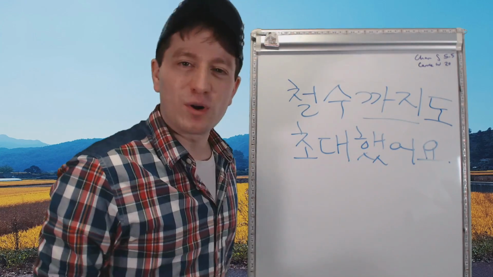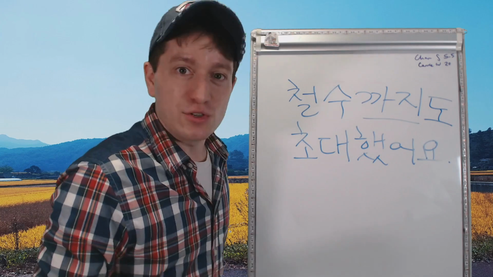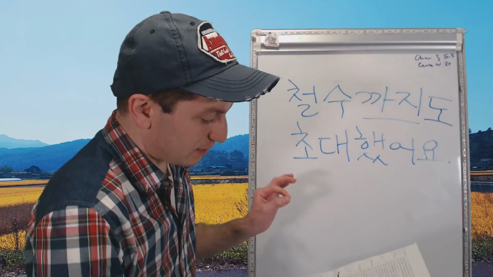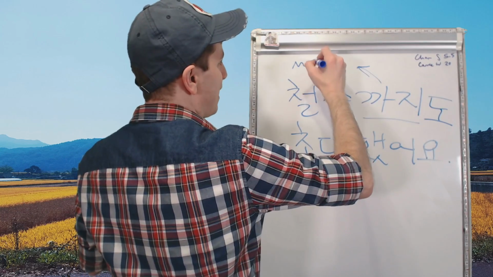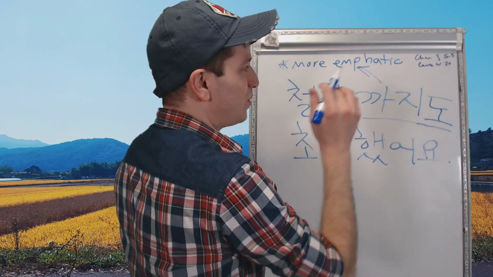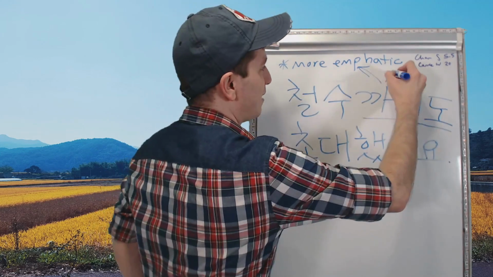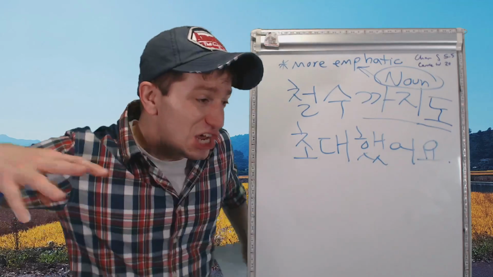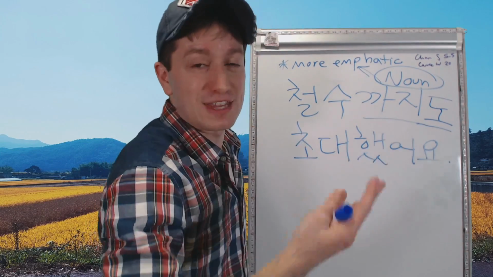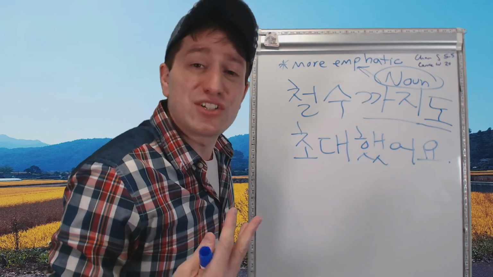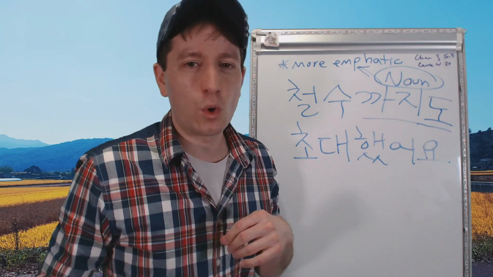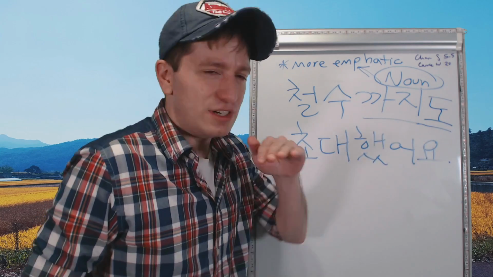철수까지도 is one more version of 까지 that you could use. 까지도 has the exact same meaning as 까지. However, this is even more emphatic. So it's like even 철수. And this 까지도 can only be used after nouns. Now, it doesn't mean you're saying like even, like really hard. It's not crazy emphatic. It's just more than 까지. I even invited 철수. Kind of like that. Whereas 까지 is like, yeah, I even invited 철수. And 도 is, I invited 철수 too. So you can kind of hear that.